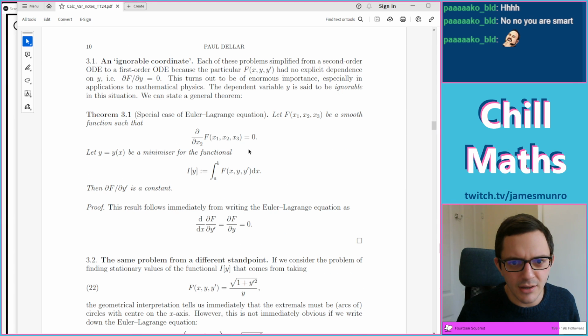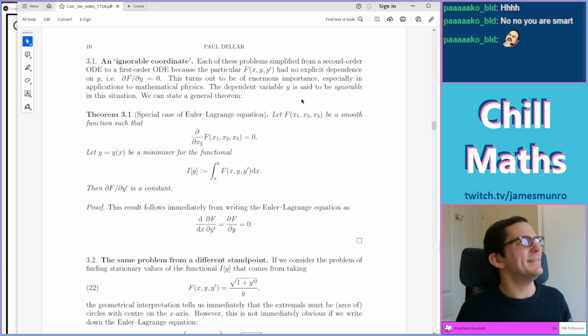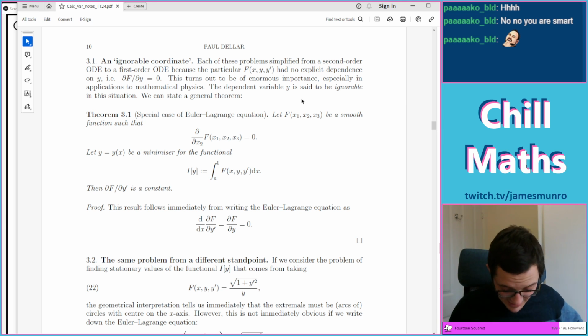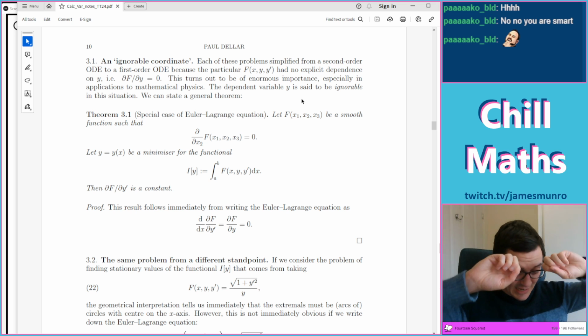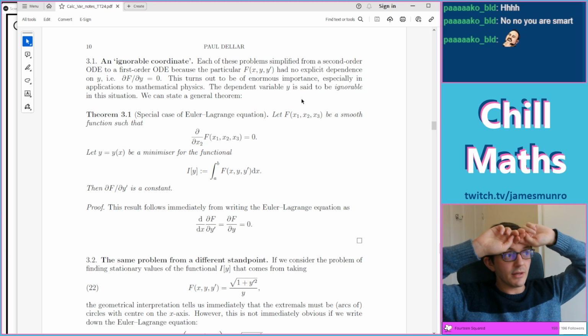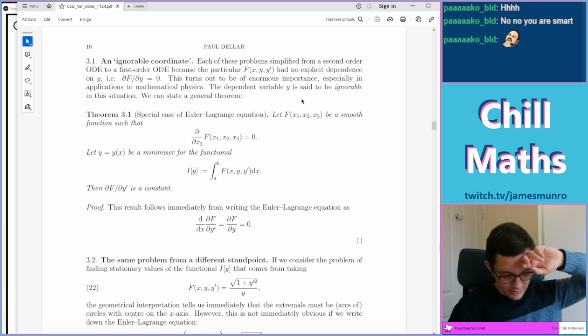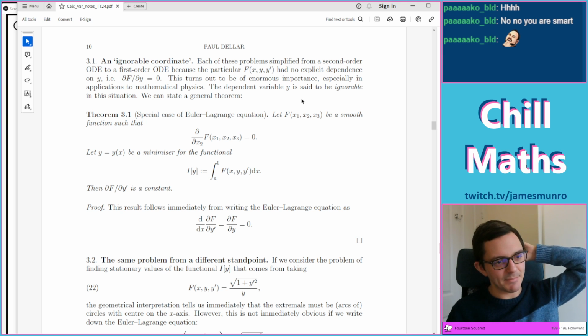Okay. Ignorable coordinates. Oh, because it simplifies. Enormous importance. Okay. Yeah, and oh, is this how? $1 million question. Is this how the Noether theorem stuff works? I think it might be.